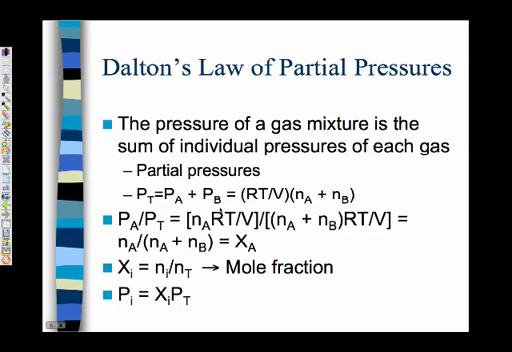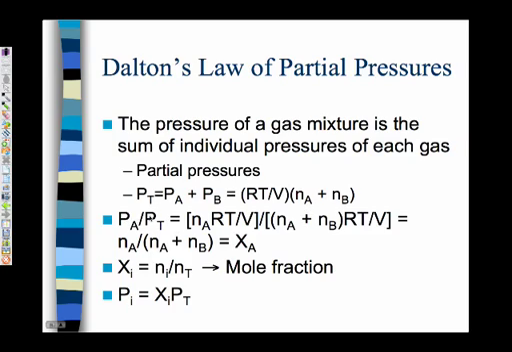Dalton's law of partial pressures. Okay, the total pressure of a gas mixture is the sum of all the individual pressures of those gases. They're called partial pressures when you have the separate individual pressures of the gas. So the total pressure is equal to the partial pressure of A plus the partial pressure of B. If we do some math here, R and T and V are all the same because we're at the same temperature and same volume, since the gases are mixed together.